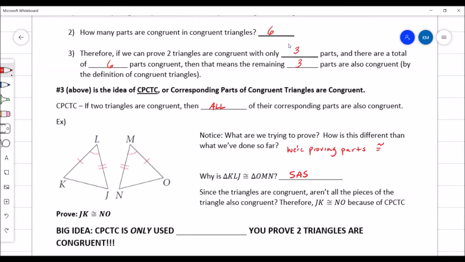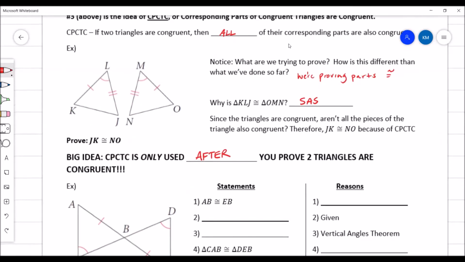Okay, here's the big idea, very important to remember. CPCTC is only used after you prove that 2 triangles are congruent, because CPCTC refers to the fact that the triangles are congruent. So until you say, hey, the triangles are congruent, you can't use it.